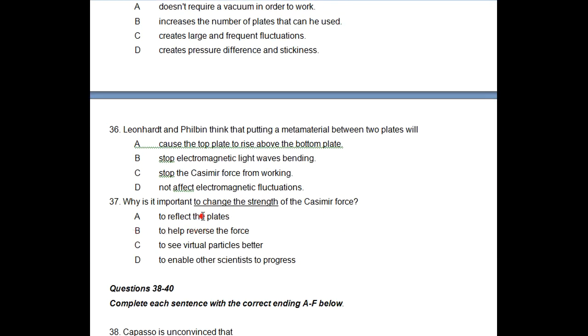If you match with the other answers, you'll find these are all wrong. To see virtual particles better: he talks about virtual particles, but he's not saying how to see them, or that they're invisible, right? No mention about other scientists whether they're progressing or not. Reflect the plates, they just talk about refractive index, so that doesn't match with this one. So B is the correct answer, right?